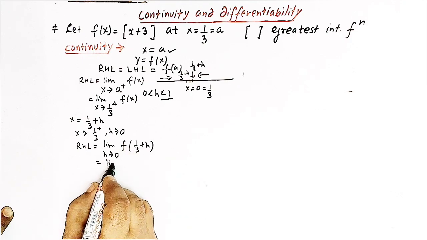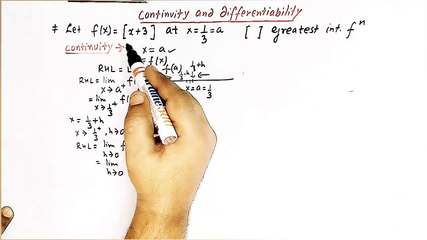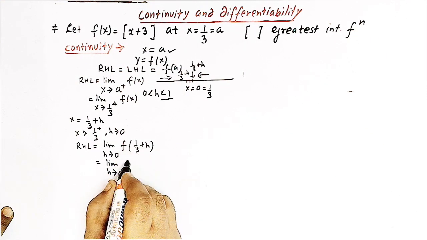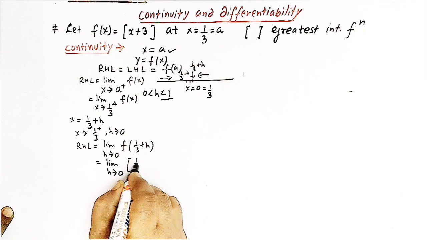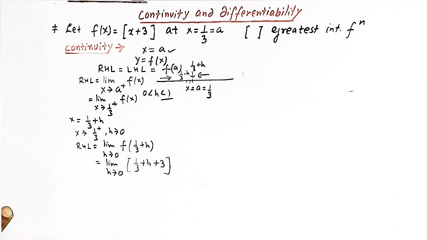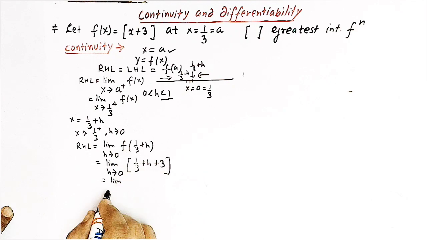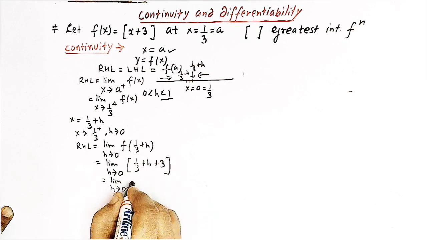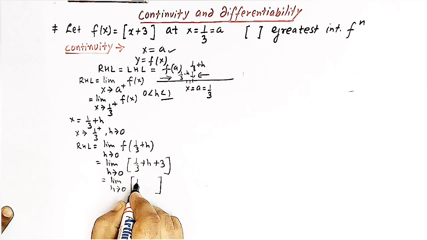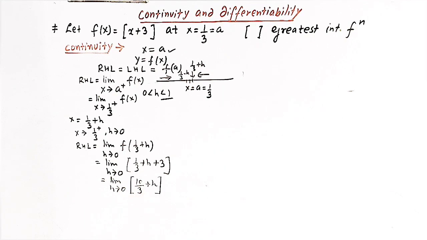So we have limit h tends to 0. F of 1 over 3 plus h can be obtained by replacing this x by 1 over 3 plus h. So we have greatest integer of 1 over 3 plus h plus 3, right? So now we can simplify this expression. Then we have limit h tends to 0, and here we have 1 over 3 plus 3 is 10 over 3, and here we have h.